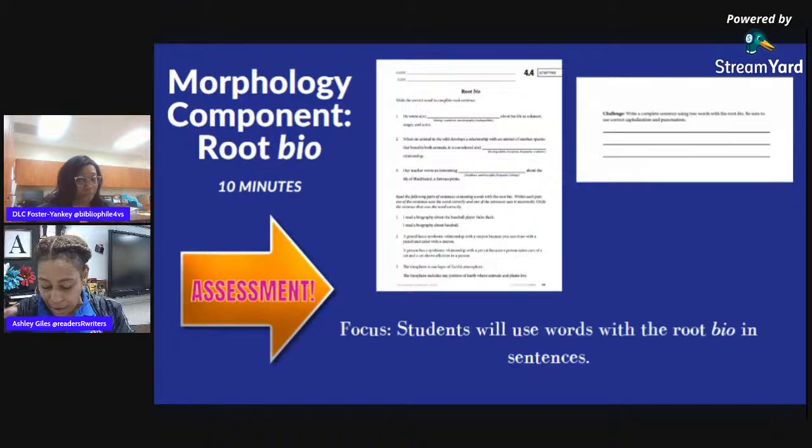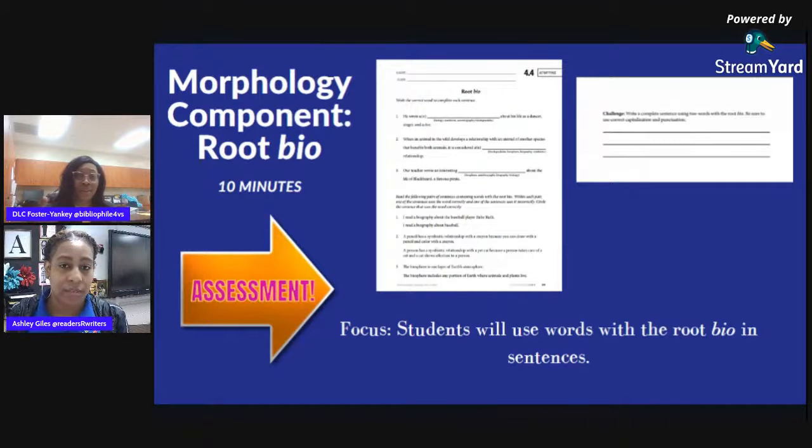That's part one. Part two, it has a pair of sentences. One sentence is used correctly and the other one's incorrectly. The student has to circle the correct response. And they have a challenge question on the back of this sheet. They have to write a complete sentence using the word bio with correct punctuation and capitalization. And that'll be the end of our morphology component for the root word bio.